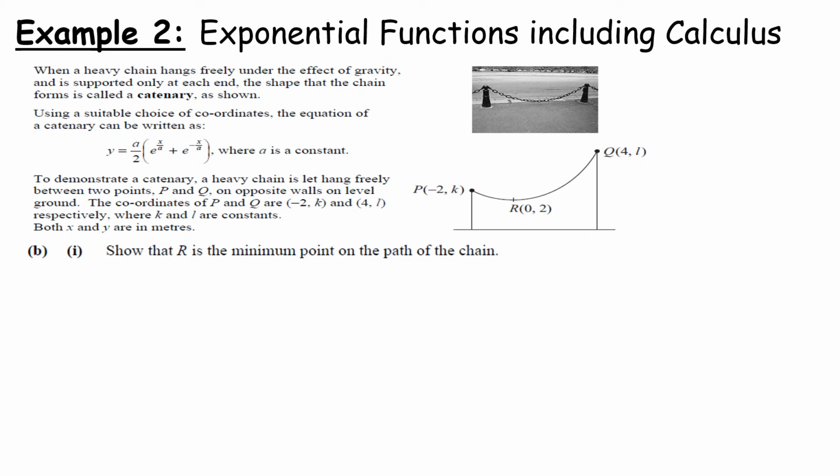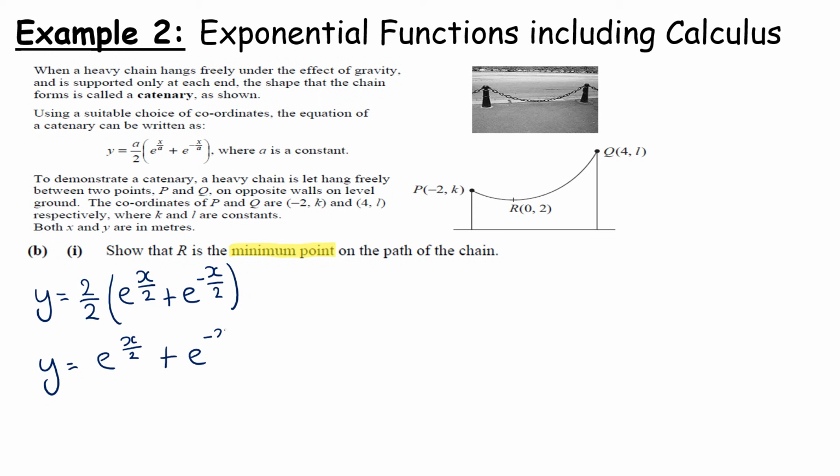Now we get into maybe a more challenging piece. So this is asking us to show that this is the minimum point. So anytime we're talking about minimum or maximum in a function, we're going to be using differentiation. So what we're going to do is take our y, which is 2 over 2, e to the power of x over a plus e to the power of minus x over a. I'm going to simplify, sorry, that should be 2. I'm going to simplify this a little bit. So it's e to the power of x over 2 plus e to the power of minus x over 2.